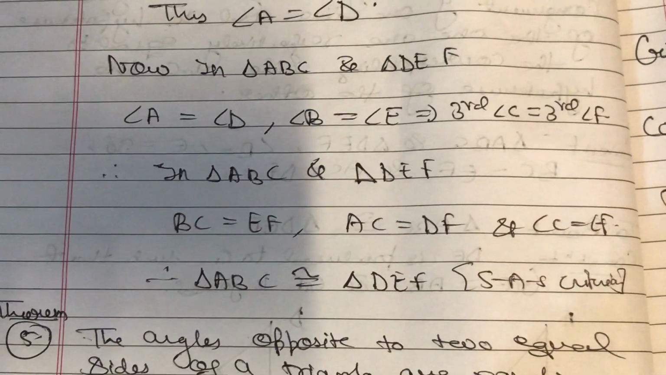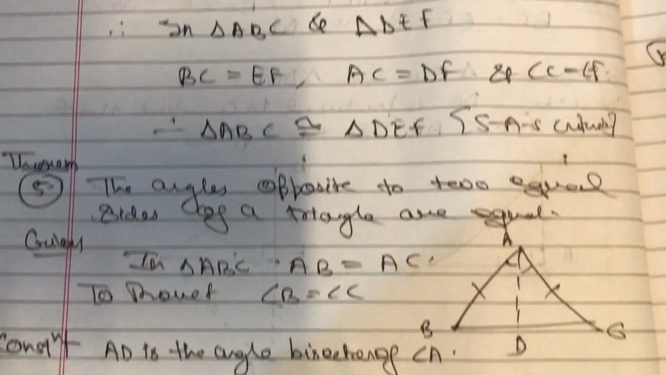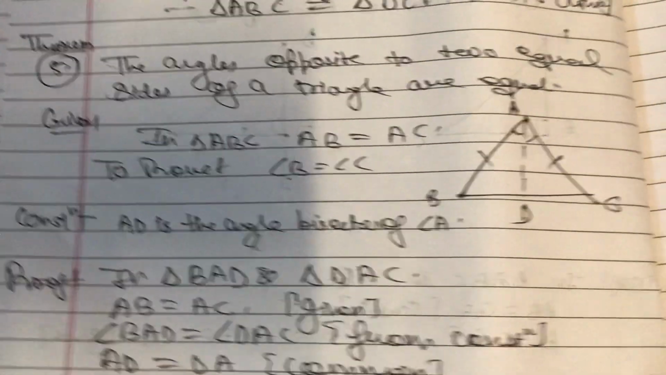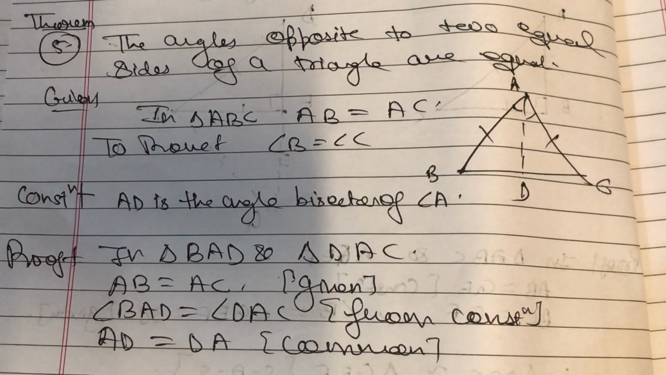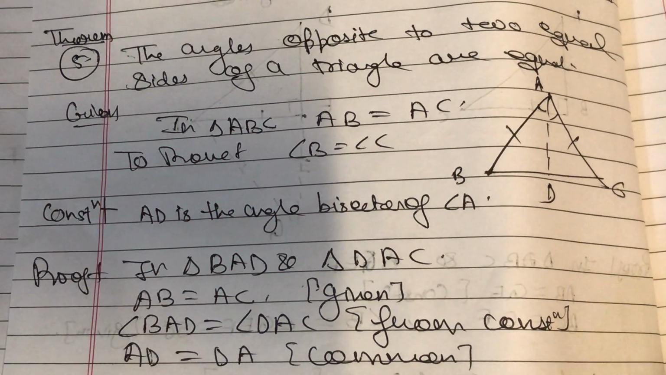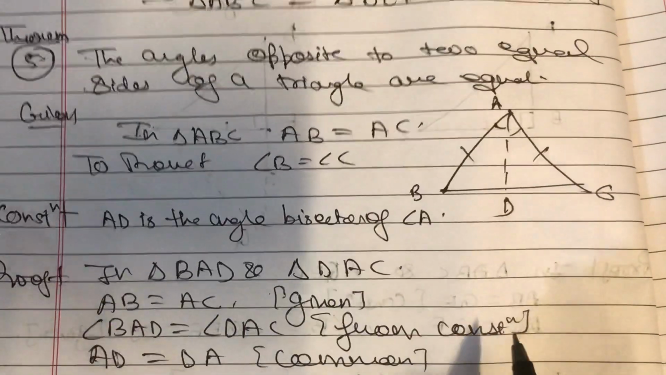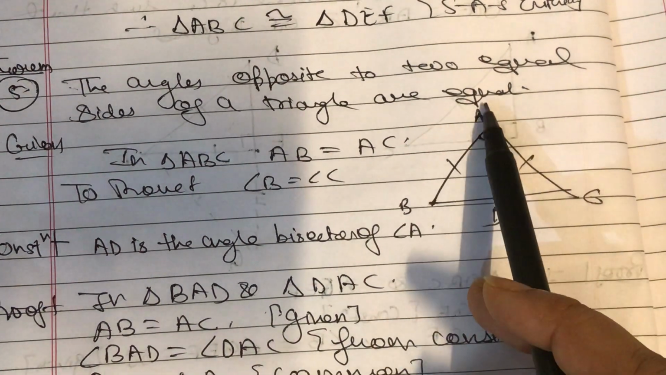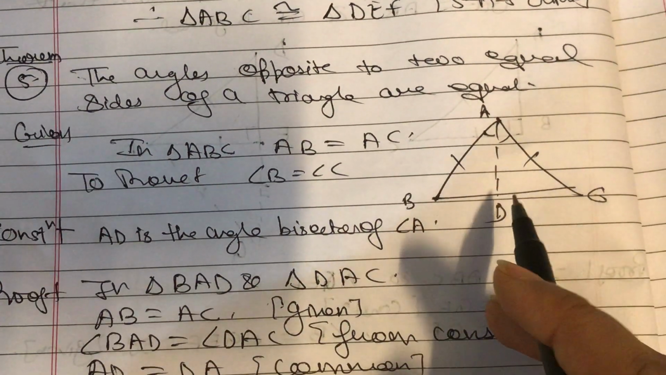Okay, so let's talk about two more theorems. This is the isosceles triangle property of a triangle. So using the congruence properties or theorems, whatever we have learned till now, I'm going to prove the isosceles triangle property of a triangle.